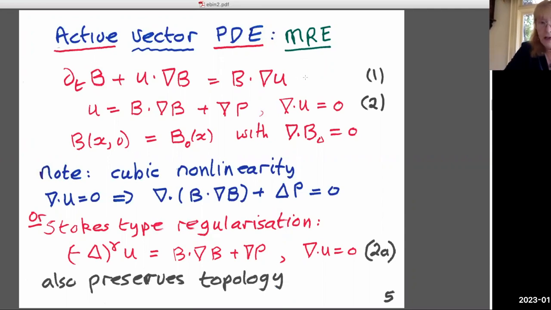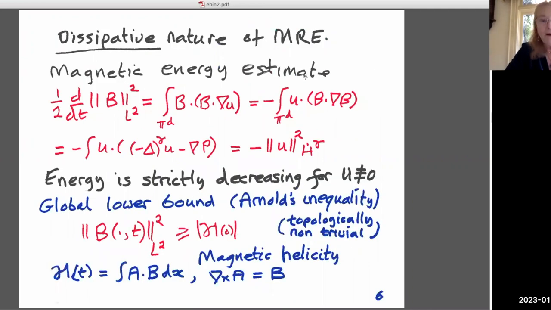So now, what has been done with this problem? Well, let's make a few observations that are known, going back to Moffatt and some other people who considered the MRE equations. First of all, let's take the magnetic energy estimate. So pair the frozen field equation with B, integrate over space. And for our discussion in terms of the analysis, we're working in the D-dimensional torus. And D, for most purposes of interest, is 3 or possibly 2, D is the dimension of our physical space.